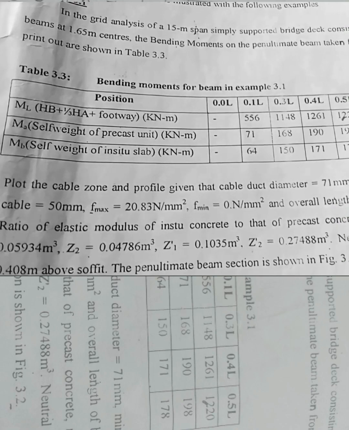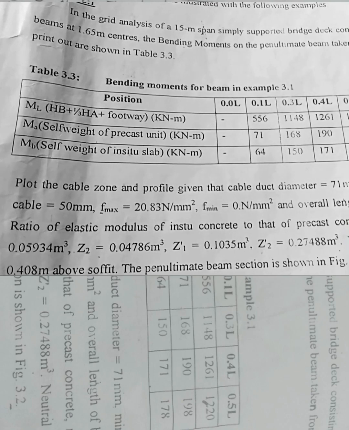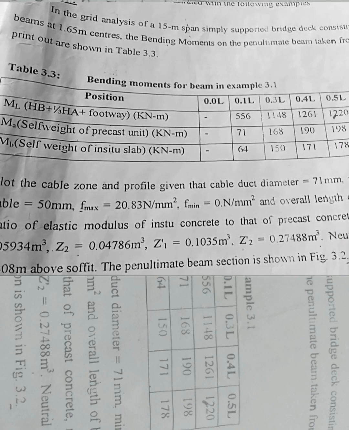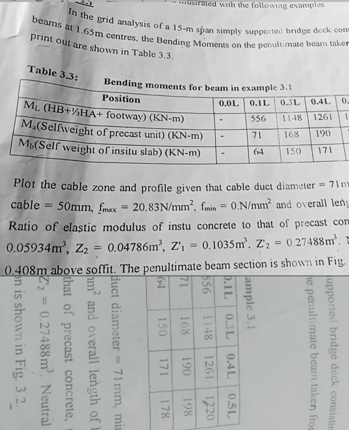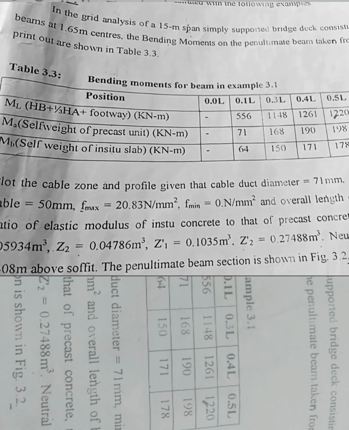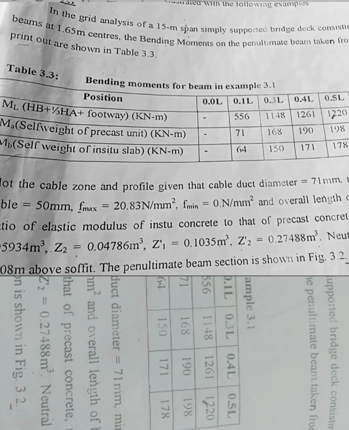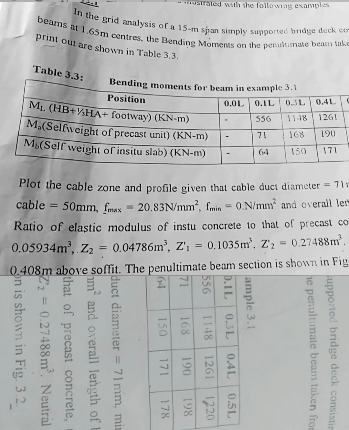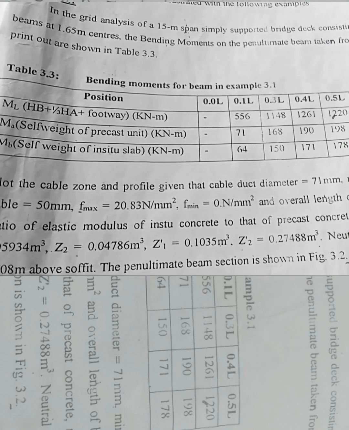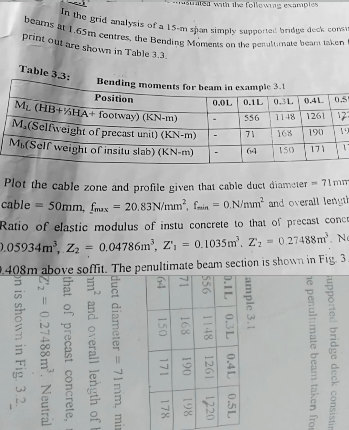Now, if you look at the loads, they are the values for the moment at various positions along the beam: 0.1 L, 0.3 L, 0.4 L, as well as 0.5 L, which have been taken on the table. Other parameters, including the sectional modulus with respect to fiber 1 and 2, Z1 and Z2, for the precast section, as well as Z1 prime and Z2 prime, the sectional moduli for the composite section, are also available in the question. Take note that the neutral axis of the beam from the soffit is 0.408 meters.